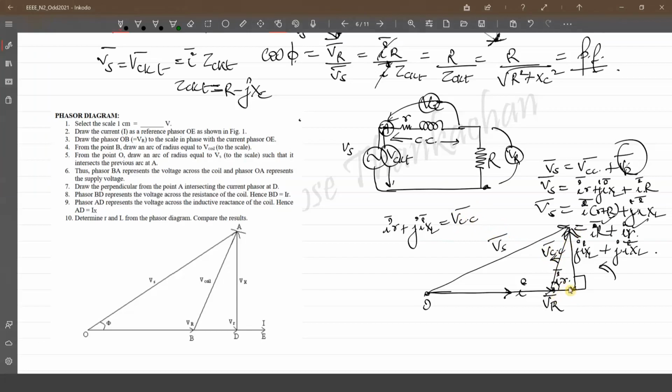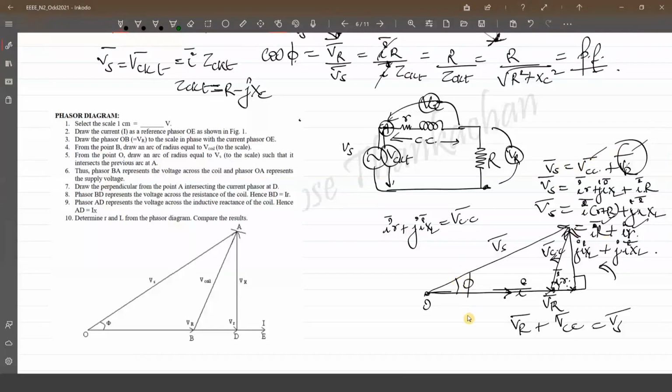R in small r into I plus J times I into XL. This is the choke coil voltage. This is capital VR. So you can see capital VR, this plus choke coil voltage VCC, this phasor and this phasor should be equal to Vs phasor, isn't it? That is what we had written earlier also. Vs is equal to VCC plus VR.